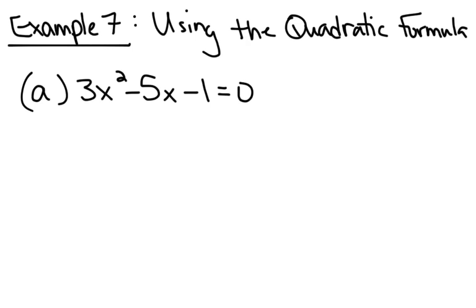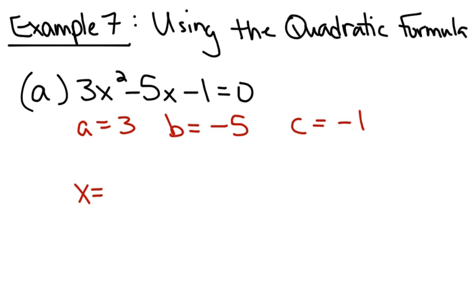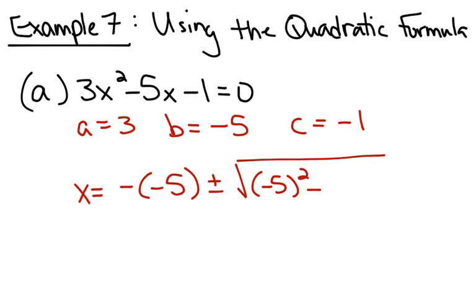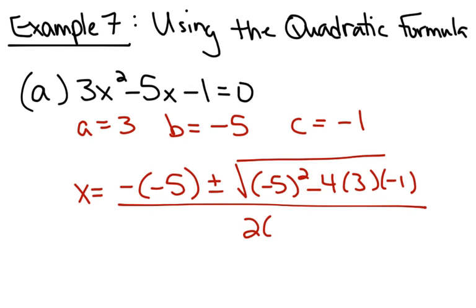When I use the quadratic formula, this is how I attack the problem. First, I determine what a, b, and c are. Be careful. If there's a minus sign in front of a number, remember that it makes it negative. So in the equation 3x squared minus 5x minus 1 equals 0, a is 3, b is negative 5, and c is negative 1. Then I go plug it into the formula. X equals the opposite of b plus or minus the square root of b squared minus 4ac all over 2a.